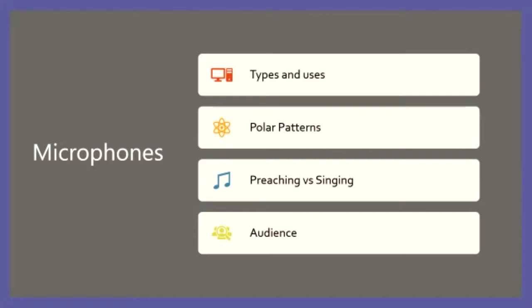Versus singing, a singer is probably going to want to use the SM58. They're more comfortable with it. They know what it does. They know what it sounds like. It's good for picking up vocal singing.